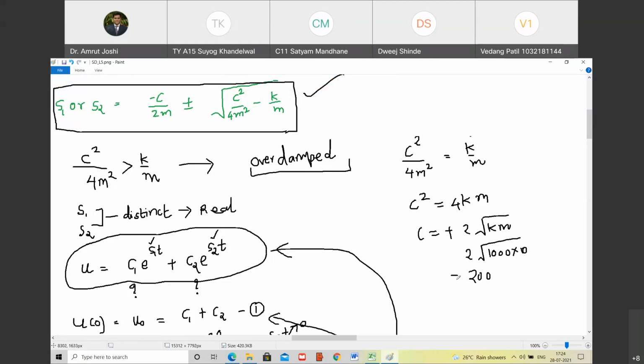Do you agree with me? Yes. So when C is equal to 200, C square upon 4m square is exactly equal to k by m. If I want C square upon 4m square greater than k by m, what should I do? I should increase C. Do you agree with me? C should be more than 200.